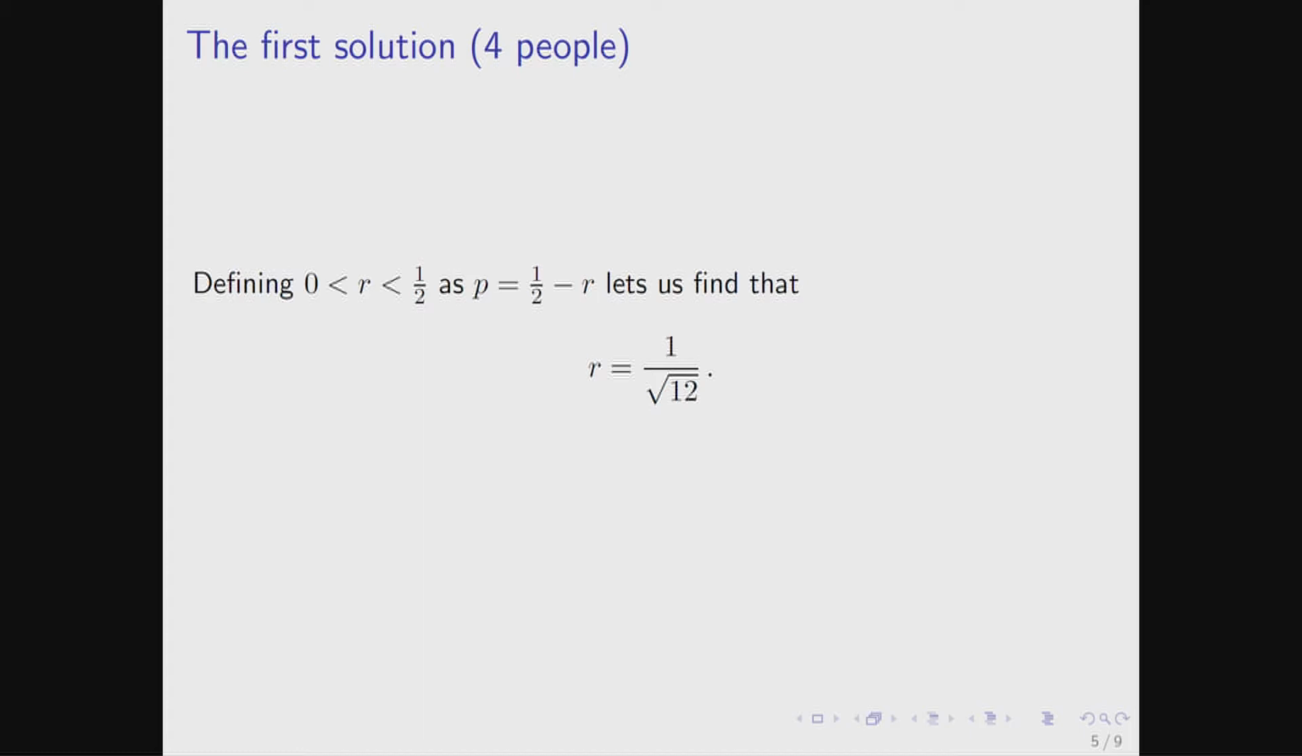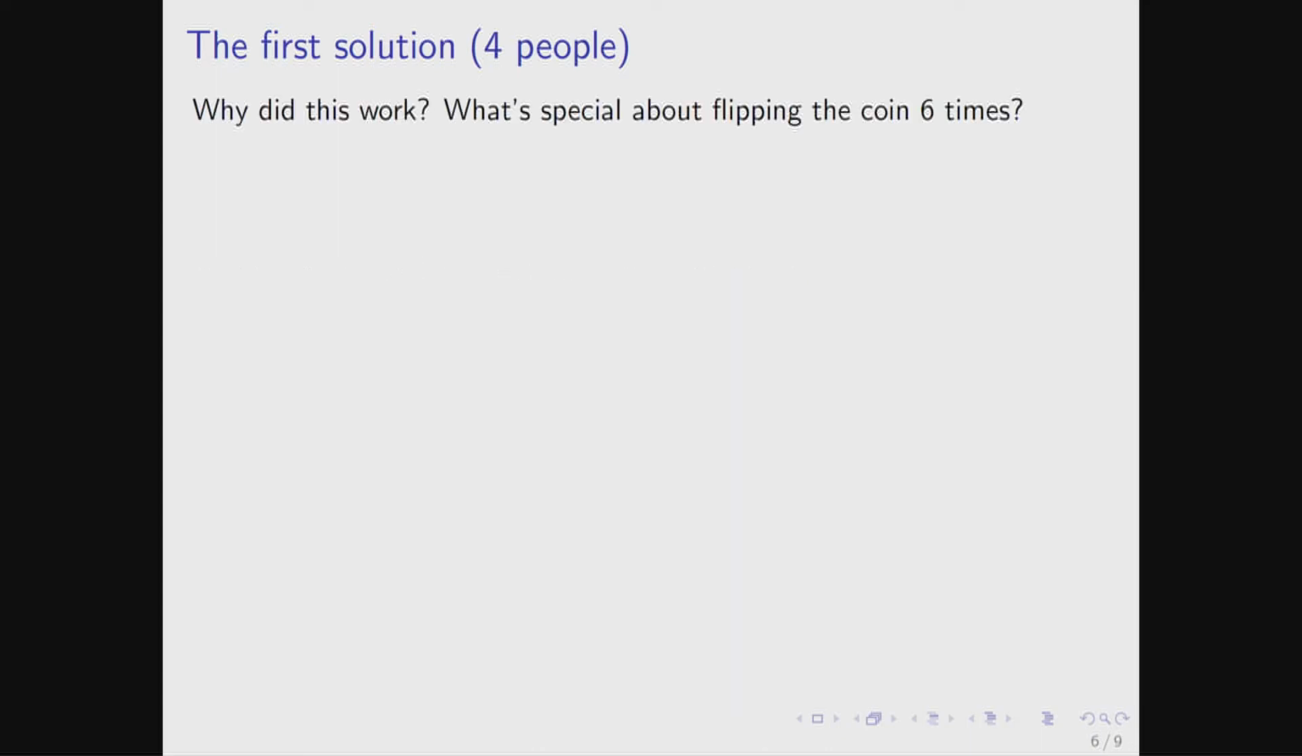And this is kind of surprising. At least I don't think it'd be your first guess if you wanted to guess a probability. So the main question now is, why does this work, and can we reproduce it? Why it works? Well, we're talking about binomial coefficients, so it's natural to think about Pascal's triangle. So what's special about flipping it 6 times? Let's look at Pascal's triangle.